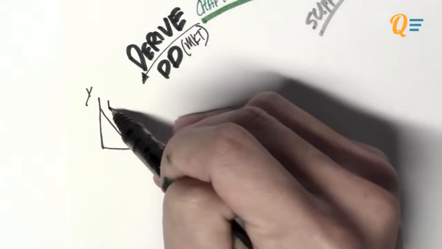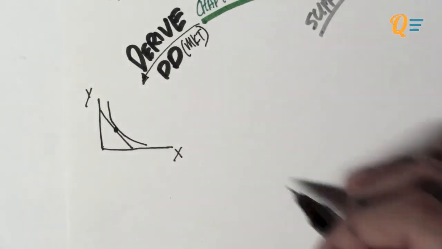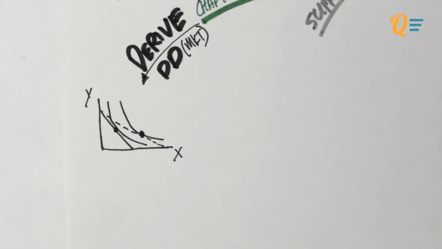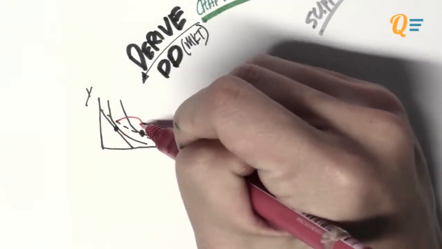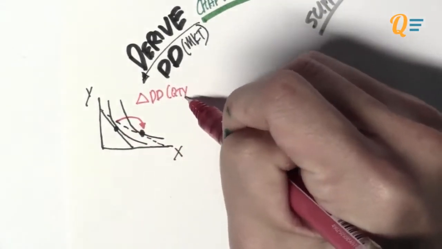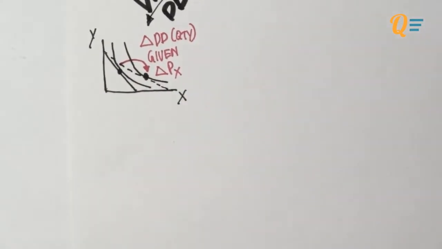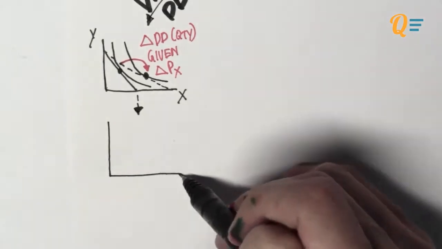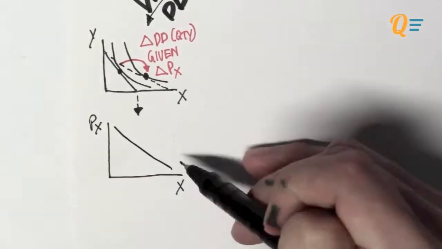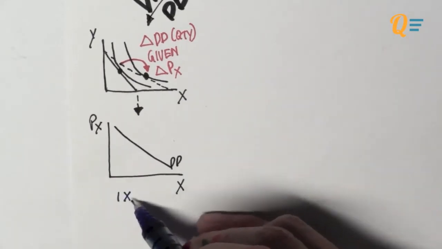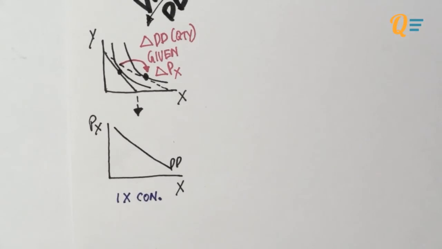Okay, so you have X and Y, a budget constraint, and an indifference curve. Now imagine the price of X is going to fall. That would bring the budget constraint outwards, and you have a new equilibrium here. So there is a change in demand, which is the quantity demanded, given a change in the price of X. So once you know this change, given a change in price, what you can derive is a demand curve for one individual consumer. So this demand curve that you see here is for one consumer.